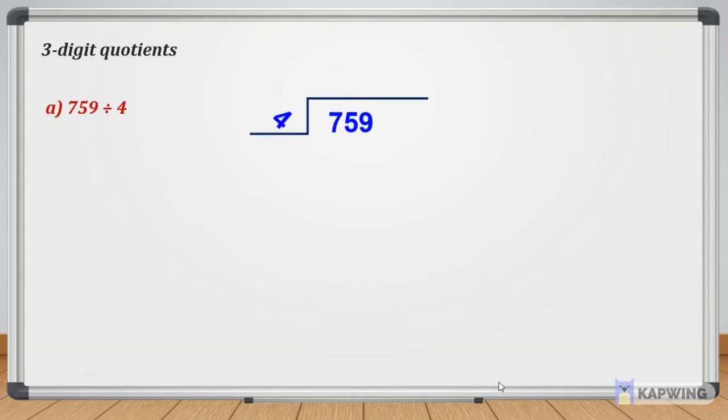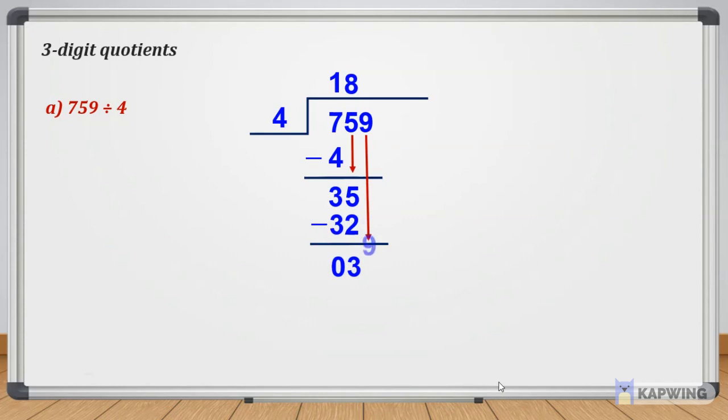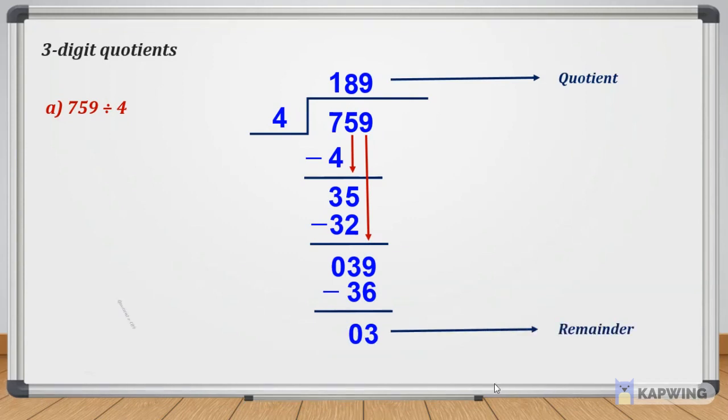Now let's solve some sums where we will get a 3 digit quotient. So here 759 divided by 4. 4 ones are 4, 7 minus 4 is 3. Now take the next digit down, that is 5. 4 eights are 32. 35 minus 32 is 3. Now take the next digit down, that is 9. So the number will become 39. So 4 nines are 36. 39 minus 36 is 3. Here 189 is our quotient and 3 is our remainder. So here the quotient is 189 and remainder is 3.